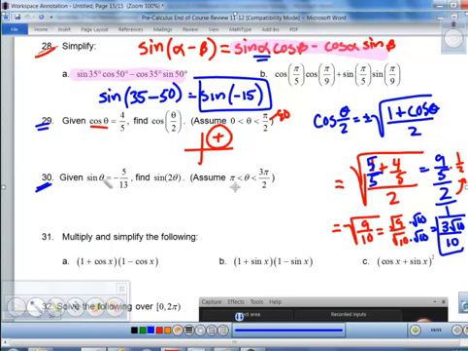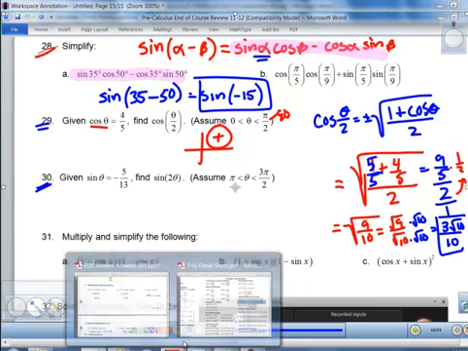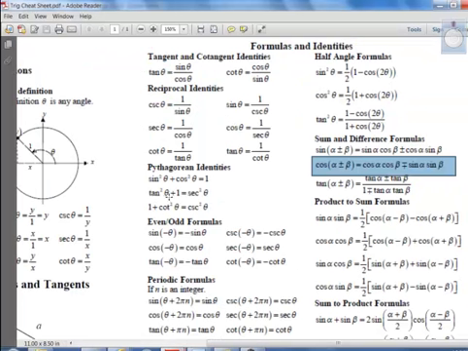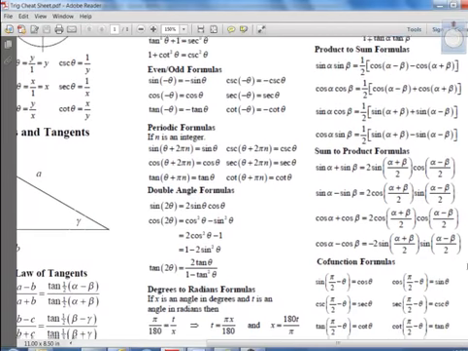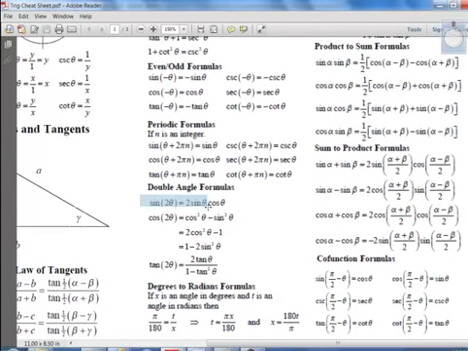Okay, number 30. It says sine, and then it says find sine of the double angle. So I'm going to go back here, and sine of the double angle is, I believe, down here somewhere. Okay, so sine of the double angle is this guy. So 2 sine cosine.